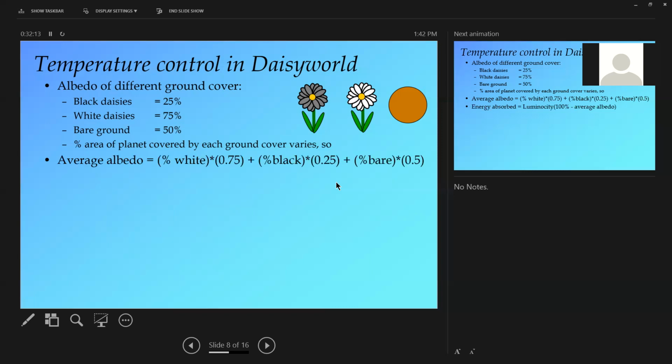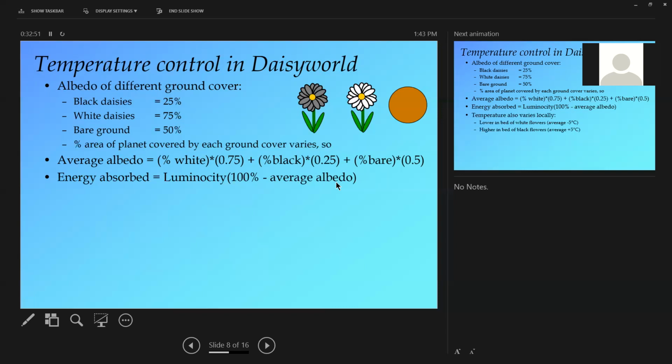And this is just the simple equation, which is very straightforward, of the average albedo, the average amount of reflectivity of the planet. It's going to be the percent of land area covered by white daisies multiplied by 0.75, since they reflect 75% of the light coming in, plus the percent covered by black daisies times 0.25, plus bare ground times 0.5. So it's pretty straightforward. Depending on how much of each of these you have on the planet, you're going to have a planet that reflects and absorbs different amounts of light energy.